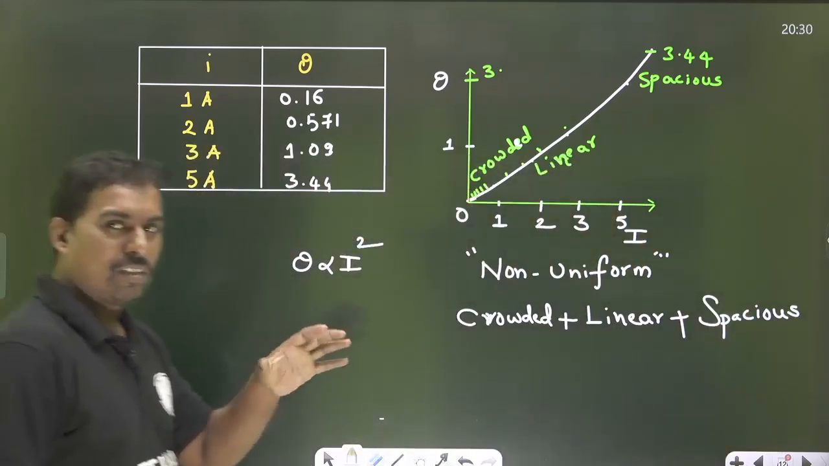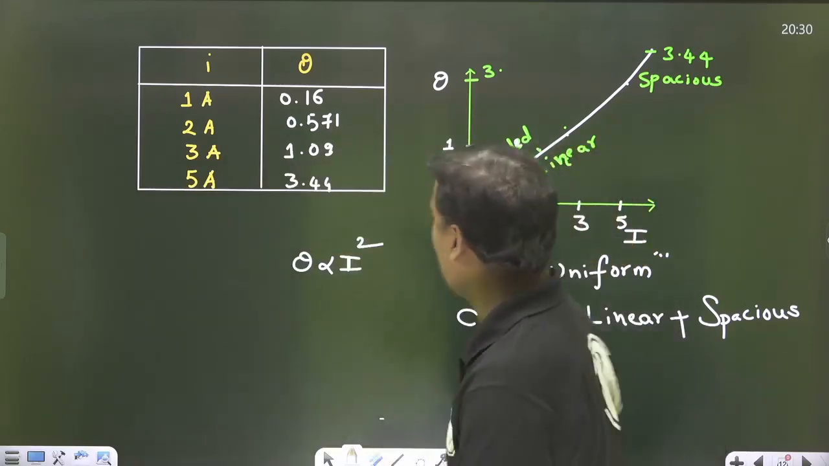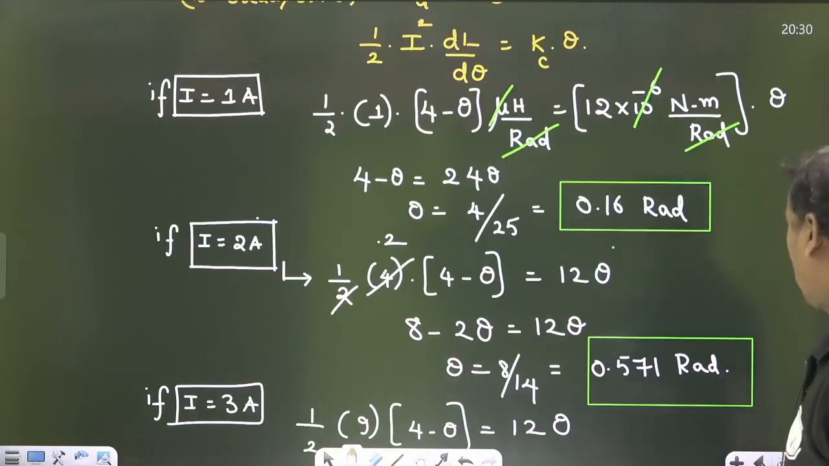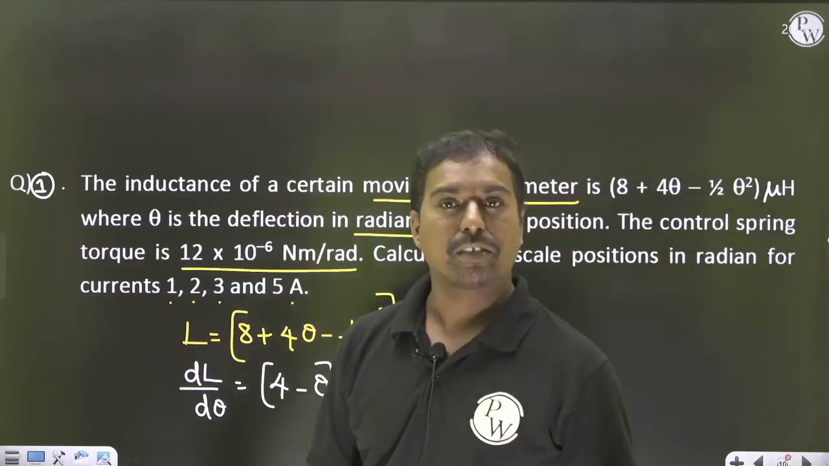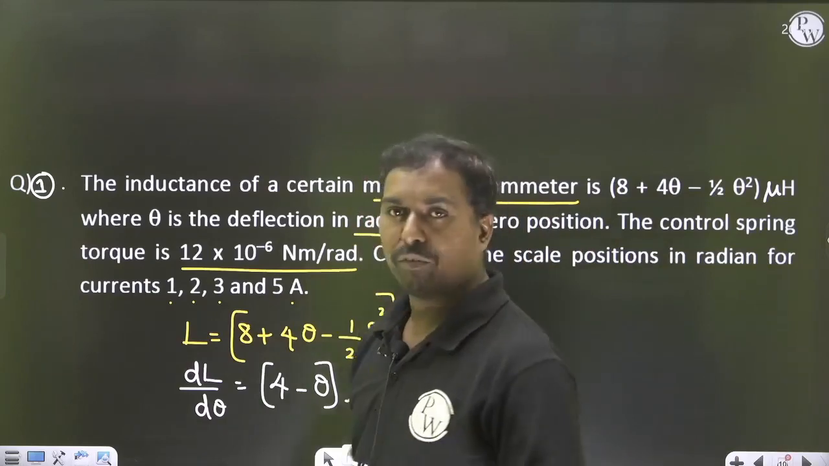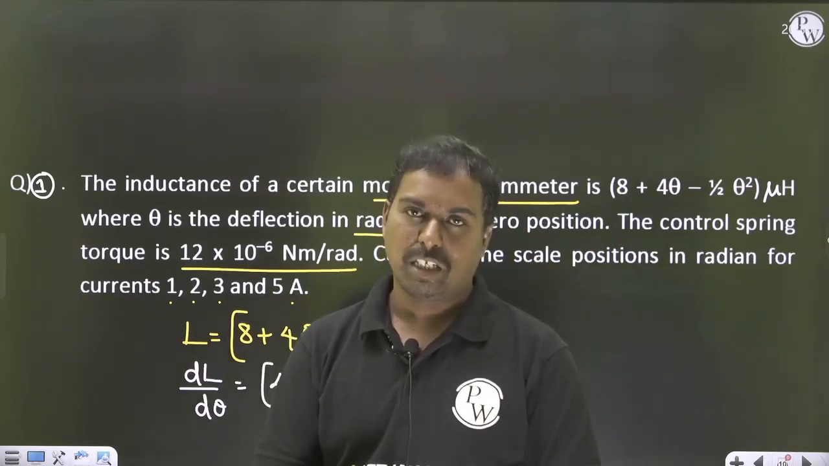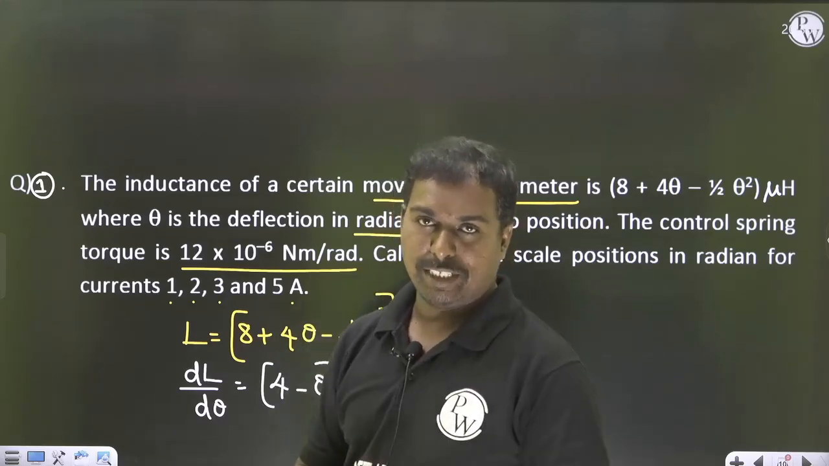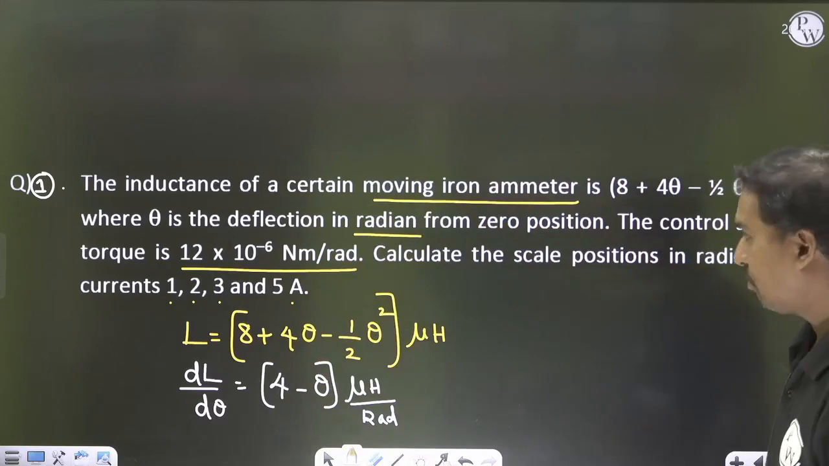So this question's intention is not only just solving the problem. What I have done in the question, he has given L. First I have calculated the dL by d theta, because the deflection torque expression of the moving iron is 1 by 2 I square dL by d theta. Kc is given. So first I have taken the dL by d theta here, and after that I have solved the problem for different currents.